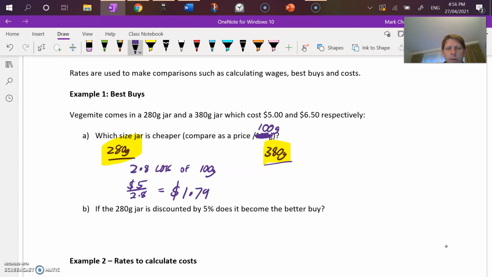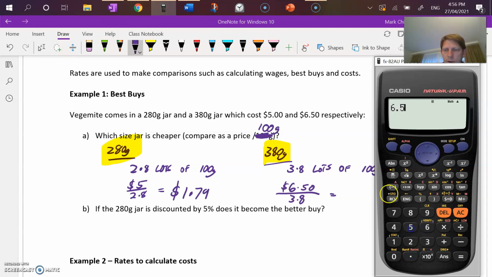So next we've got the 380 gram jar. In the 380 gram jar, there's 3.8 lots of 100 grams. So in that case, we should take the price for that, so $6.50, and we can divide it by however many lots of 100 grams there are in that jar. And so we'll put that through our calculator again. 6.5 divided by 3.8 gives us $1.71.